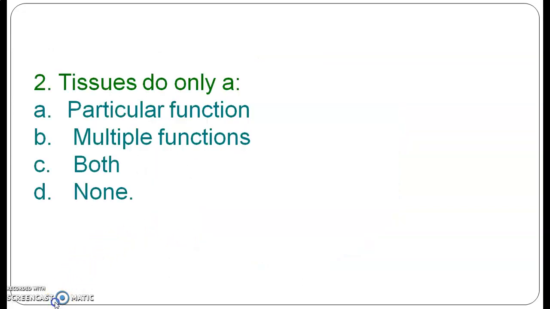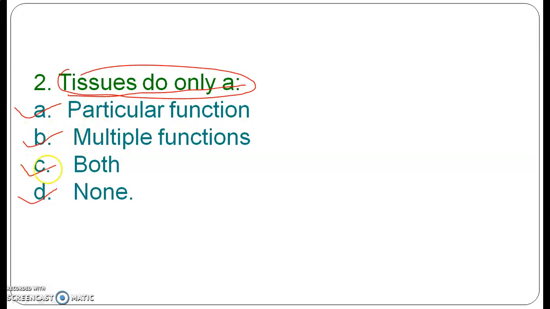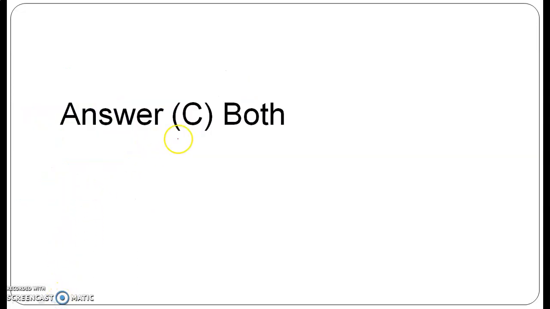Moving forward, the second question is: tissues do only a, and your options are A, particular function, B, multiple functions, C, both, and D, none. The simple thing asked is how many types of functions a tissue can do: a single function, that is a particular function, or multiple functions, that is performing more than one function at a time, or both, or none. So take your time, mark the right answer. The correct answer for this question is option C, that is both.